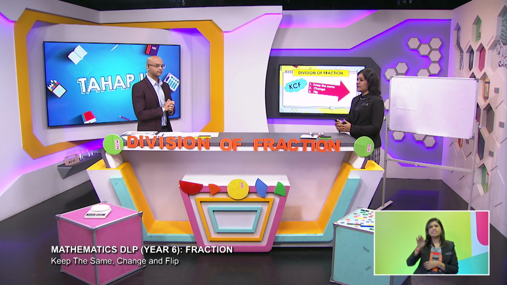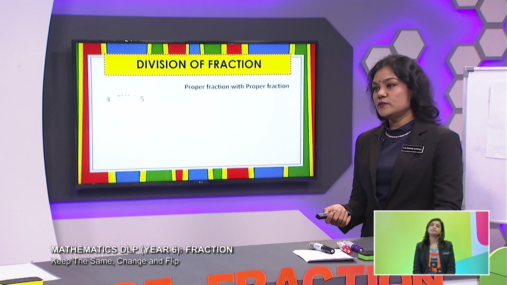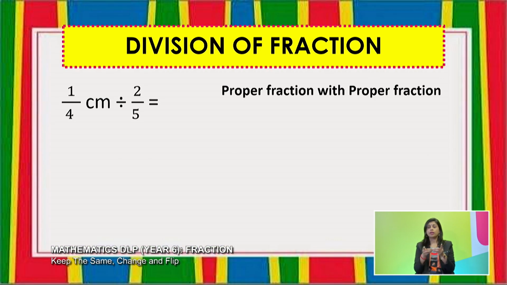Now we go through some examples here. As I said earlier, we are going to divide a proper fraction by a proper fraction. 1 over 4 centimeter, this time involving a unit, divided by 2 over 5. Can you see the 2 proper fractions there? Yes. So we have to keep the first proper fraction the same. Then we have to change the symbol. We change the operation, division, to multiplication.